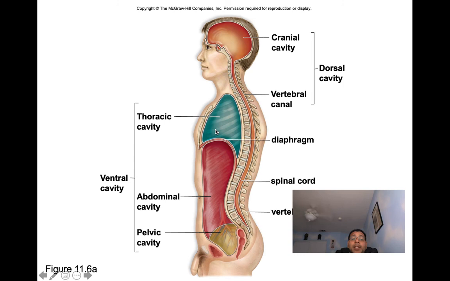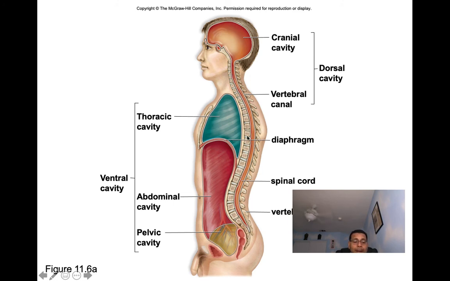This ventral cavity is further subdivided into the thoracic cavity, the abdominal cavity, and then the pelvic cavity. The thoracic cavity is going to contain the lungs and the heart. The abdominal cavity is going to contain the stomach, the liver, the spleen, the gallbladder, and most of the small and large intestines. The pelvic cavity is going to contain the rectum, the urinary bladder, and reproductive organs. The first two are separated from each other thanks to the diaphragm muscle.